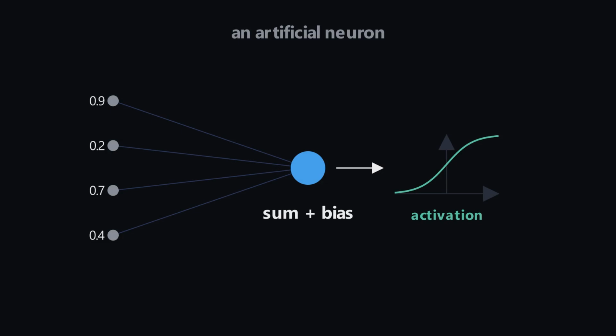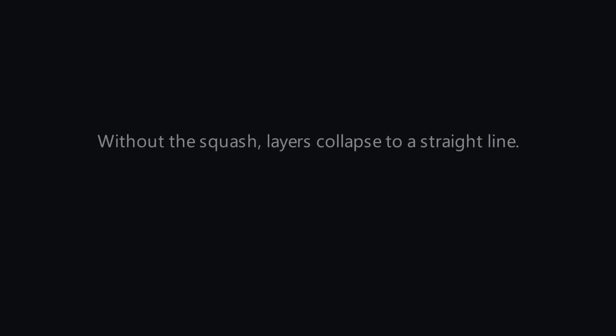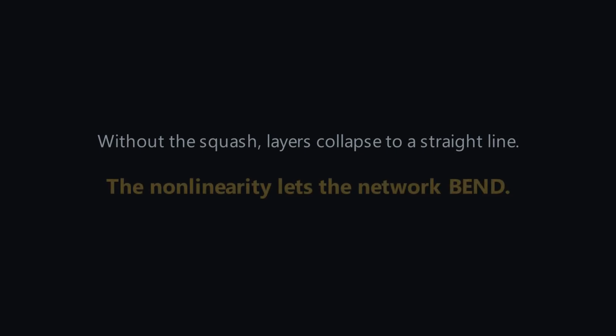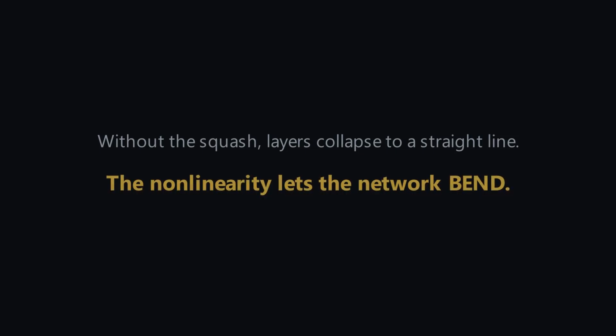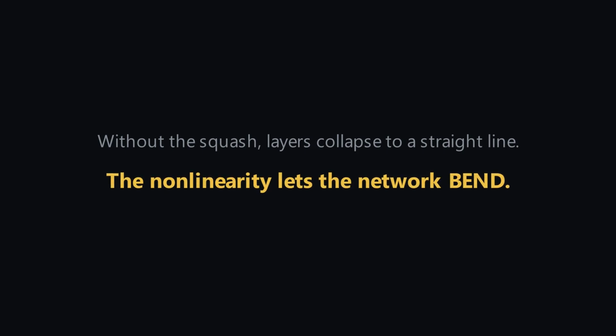And that's the whole neuron. Inputs, weights, a sum, a squash, almost insultingly simple. Why squash at all? Because without that curve, stacking layers would just collapse back into a single straight transformation. The nonlinearity is what lets the network bend and learn shapes far richer than a line. The power isn't in one neuron. It's in wiring up thousands of them and in the weights.